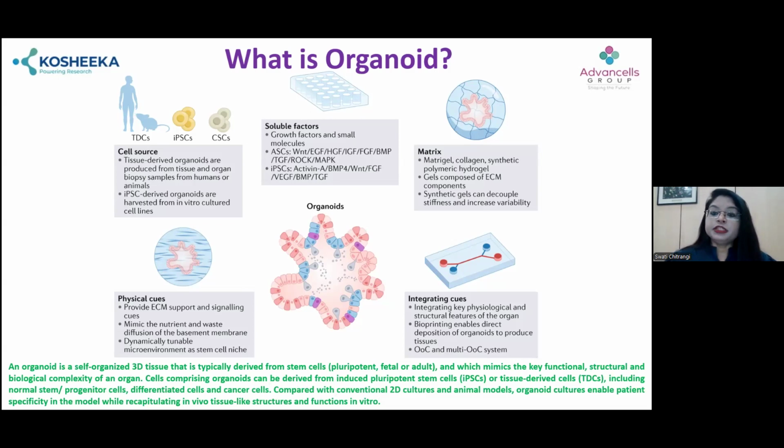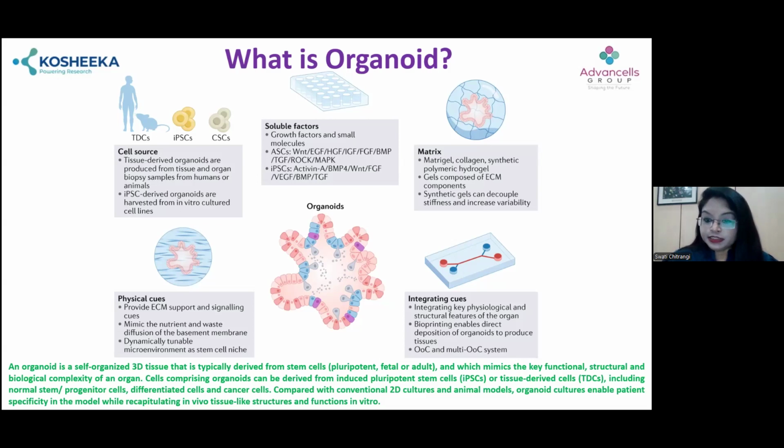Then matrix. There are multiple kinds of matrix available in the market, but you have to choose this matrix very carefully. It will also depend on your choice of generating the organoid. If you are going to develop a liver organoid, then you will take the Matrigel. Matrigel is a liver ECM, or collagen. Collagen is a general ECM. Then there are many synthetic hydrogels available in the market. So this matrix also you have to choose according to the organoid you need to generate.